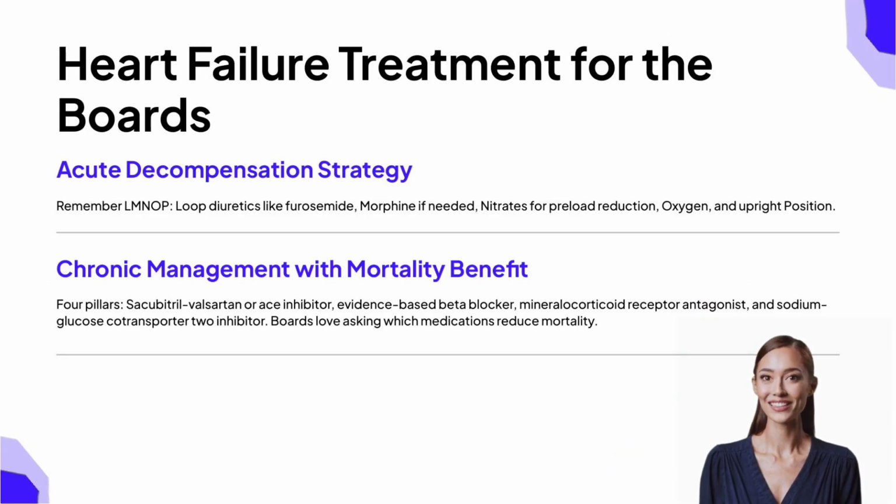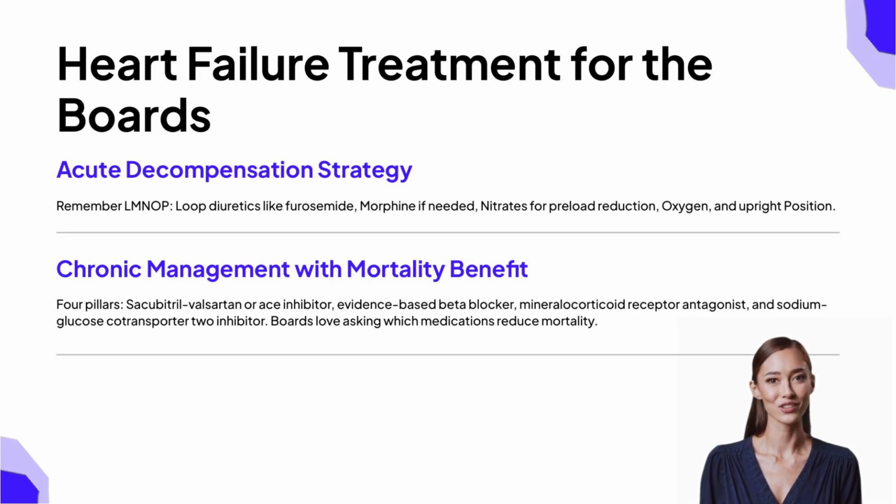Heart failure treatment is heavily tested. For acute decompensation, remember LMNOP: Lasix, loop diuretics, morphine, nitrates, oxygen, position, sitting upright. For chronic HFrEF, know the 4 pillars that reduce mortality: ARNI or ACE-I, evidence-based beta blocker, MRA like spironolactone, and SGLT2 inhibitor.